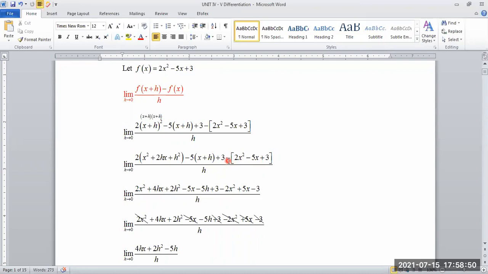This negative 1 times the 2x squared gives negative 2x squared. The negative 1 again times a negative 5x is going to give me a positive 5x. And this negative 1 times a positive 3 gives me negative 3. So now I have no brackets inside here. I'm going to see what it is and how best I can simplify.